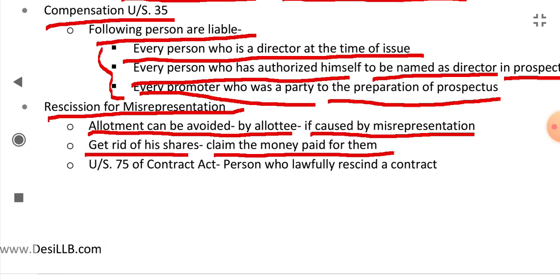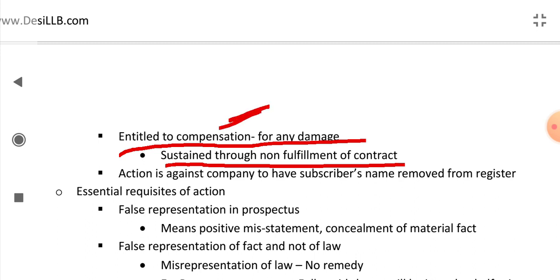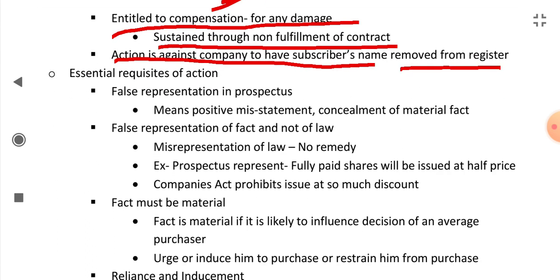Under section 75 of the Contract Act, a person who lawfully rescinds a contract is entitled to compensation for any damage sustained through non-fulfillment of the contract. That person is entitled to compensation for any damage also. Action is against the company to have the subscriber's name removed from the register. When he avoids the allotment, the company will remove his name, and the action will be against the company only.